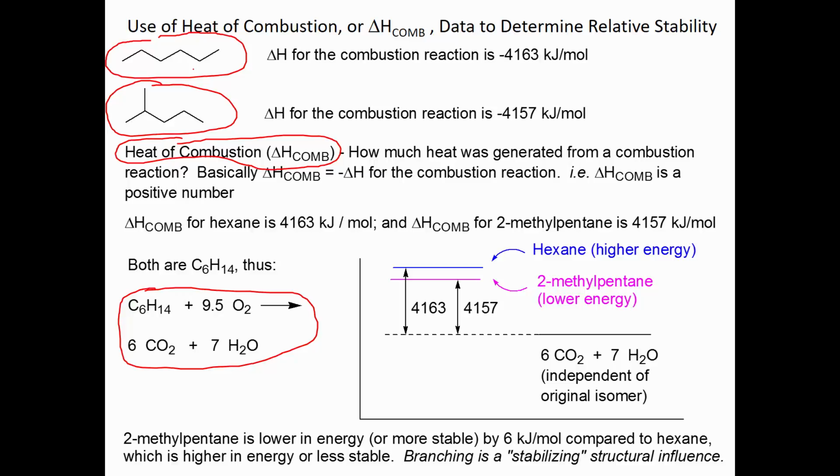Okay. All right, so we see that the delta H of combustion for hexane is 4163, and it's a little bit lower for 2-methylpentane. All right, so they're both producing the same set of products, okay? The CO2 and water, there's no isomers for those compounds. They're the same compounds produced independently from each of these two sources. Okay, so hexane starts out at a higher place than does 2-methylpentane, okay? And we look at this difference between them as being 6 kilojoules per mole. So we're now going to say that 2-methylpentane is lower in energy or more stable by 6 kilojoules per mole compared to hexane, okay? And here's a relationship I want you to remember. More stable correlates to something that's lower in energy.